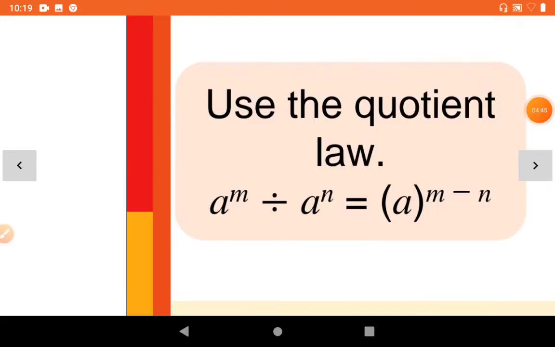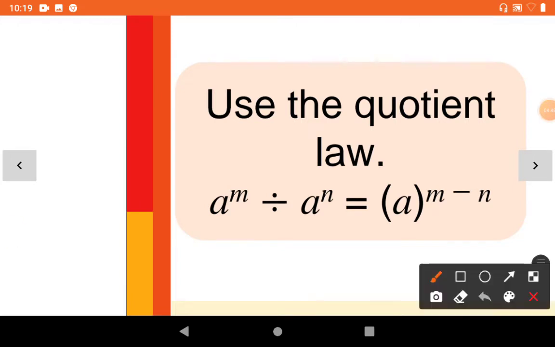Next is quotient law. For this you can see only there is a difference of sign. A raised to power m divided by a raised to power n. When bases are same, powers are different and numbers are getting divided, then you will subtract the powers, keeping the base same.